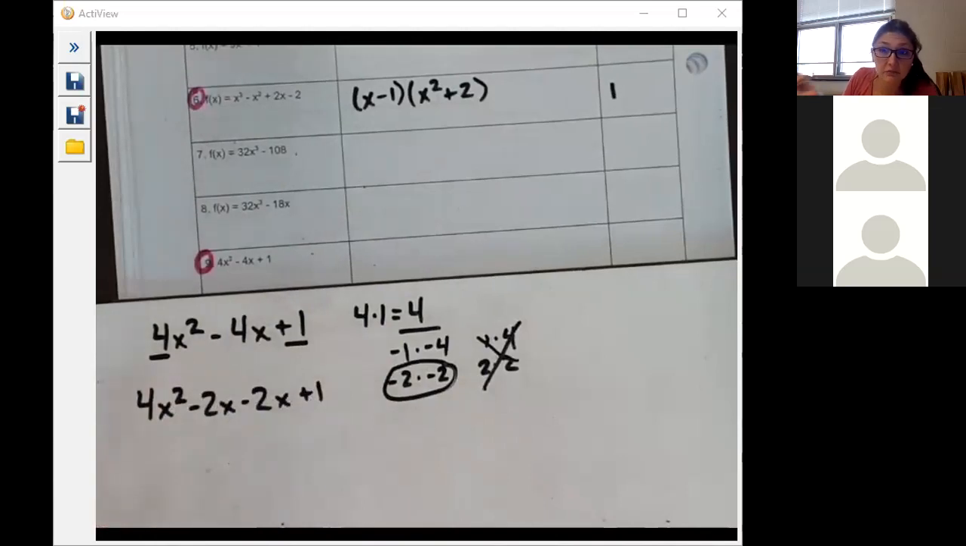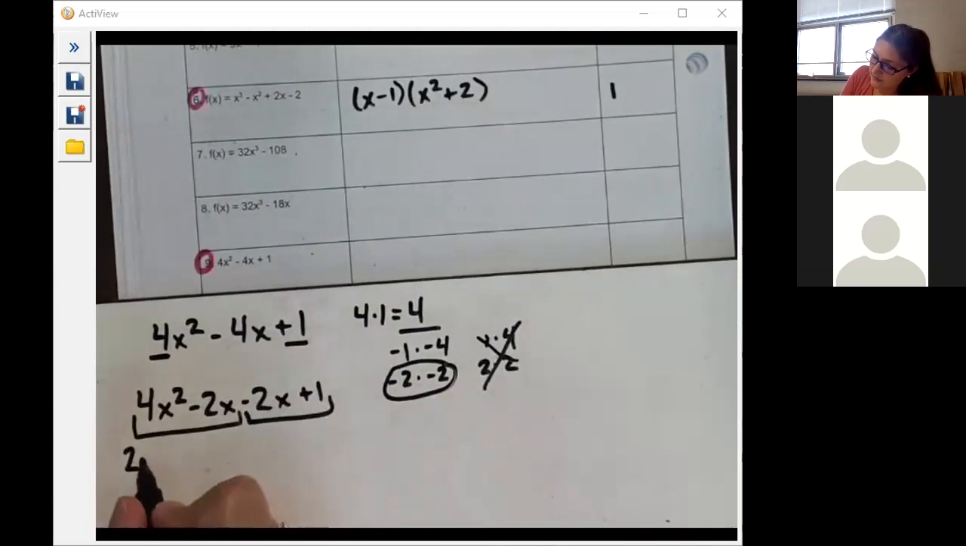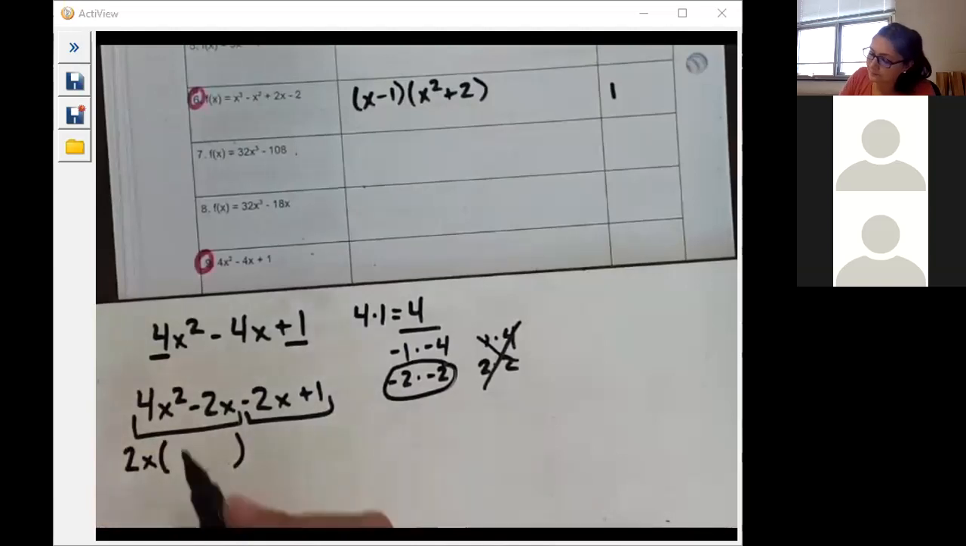Now that I have 4 terms, we go back to grouping. The first 2 terms are a group, and the last 2 terms are a group. For the GCF of my first group, 4 and 2 are both divisible by 2, and x squared and x are both divisible by x. So my GCF for the first group would be 2x. Now I'm going to write what's left over when I factor that 2x out. 4x squared divided by 2x would leave me with 2x. Negative 2x divided by 2x would be negative 1.